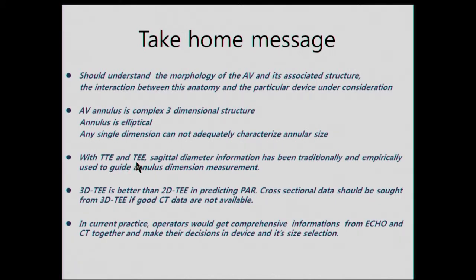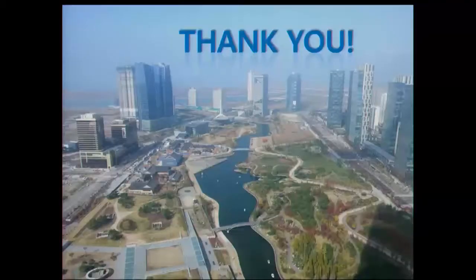With TT and TE, sagittal diameter information has been traditionally and empirically used to guide annulus dimension measurement. 3D TE is better than 2D TE in predicting paravalvular AR. Cross-sectional data should be sought from 3D TE if good CT data are not available. In current practice, operators get comprehensive information from echo and CT together and make their decisions on device and its size selection. Thank you very much.